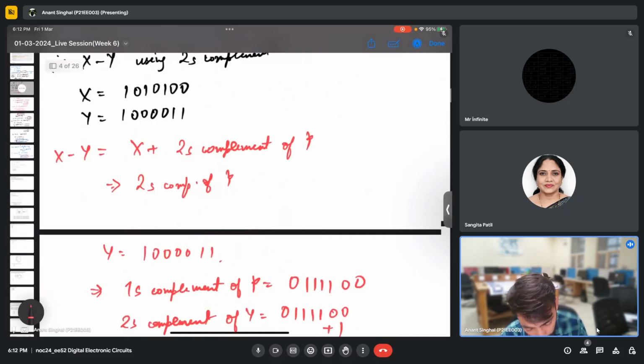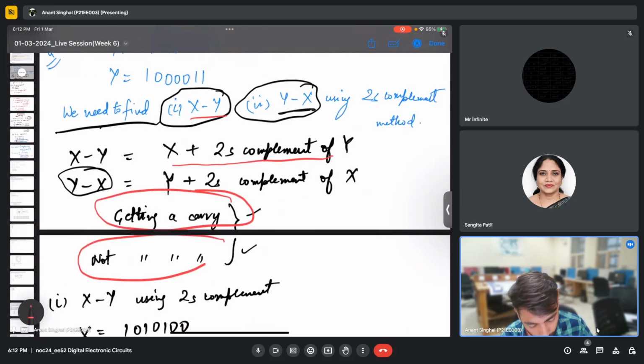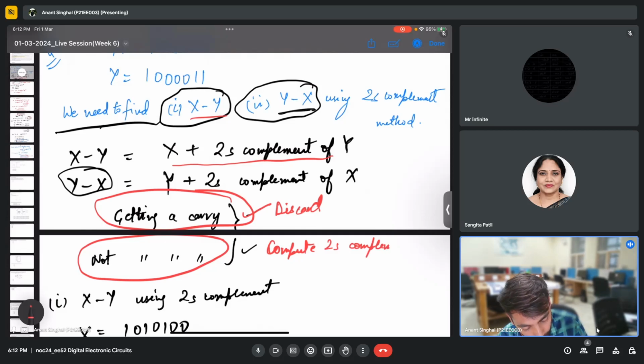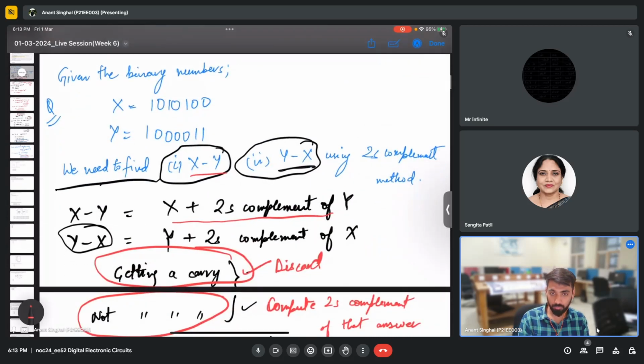So again, to make it clear, there were two cases. One is getting a carry, one is not getting a carry. So once you get a carry, you can just directly discard the carry and that will be your final answer. But if you don't get a carry, whatever you have got without carry, you need to compute the 2's complement of that answer again to get the final answer. Is there any doubt in this? How to do a subtraction using 2's complement?